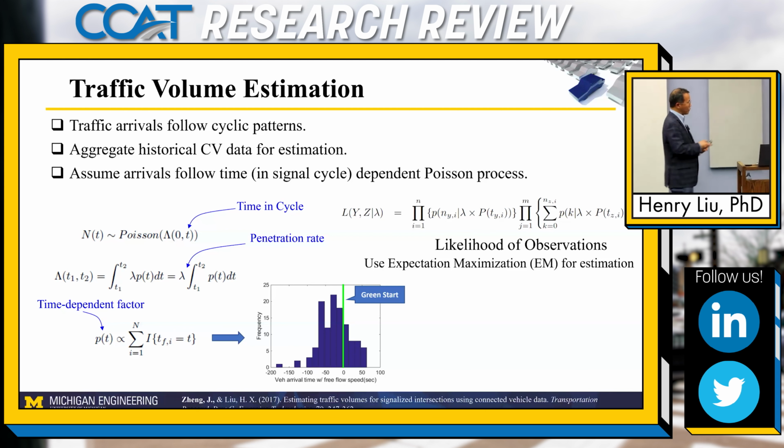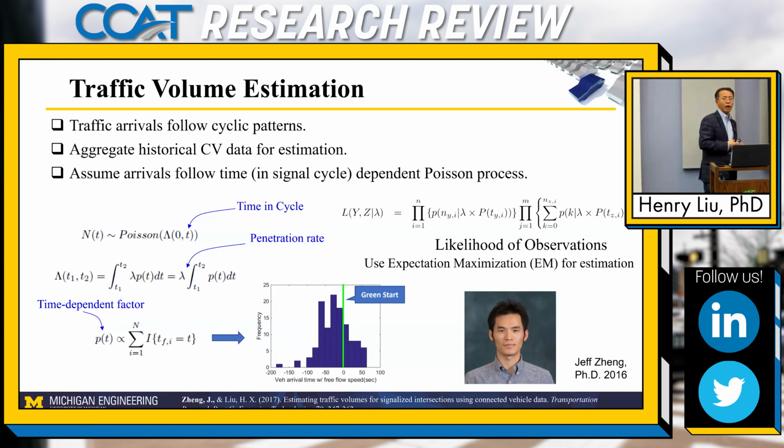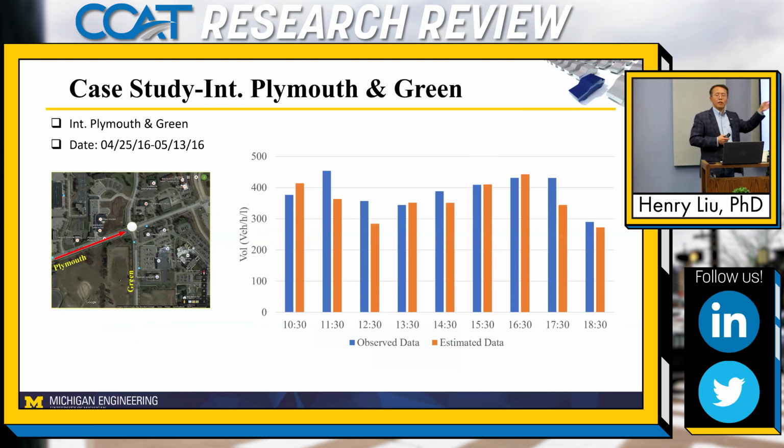And that was actually my first student's dissertation, who graduated from University of Michigan. That was in 2016. This was also tested at the Green and Plymouth intersection. I had students go there taking videos, and then we counted manually and compared with what we estimated from the safety pilot vehicle trajectory data.